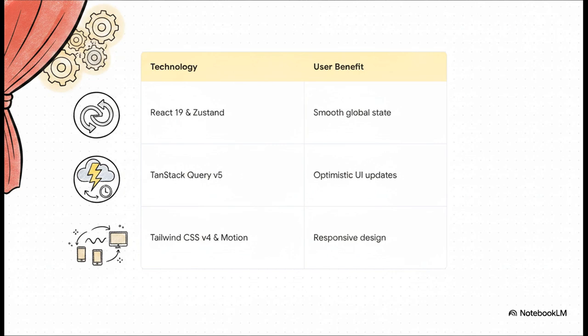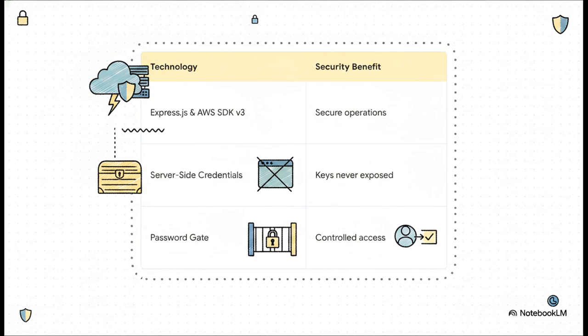Finally, Tailwind CSS version 4 and Framer Motion step in to ensure the premium design stays beautiful, responsive, and packed with smooth micro-interactions. But obviously, the crucial point for a tool like this is security and reliability on the back end. This system relies on an Express.js REST API and the AWS SDK version 3, which ensures your Cloudflare R2 operations are highly secure. And for the enterprise users listening, here is the standout feature.